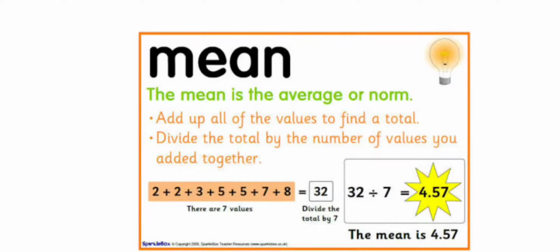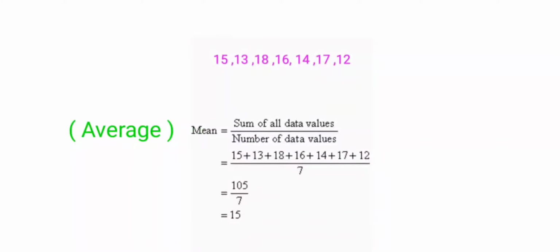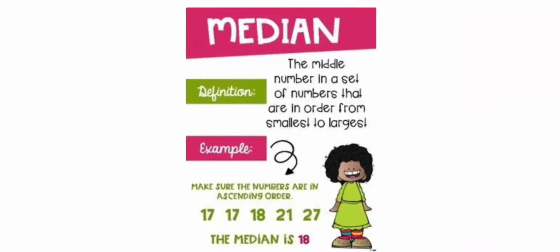And don't confuse average and mean, both are the same. Average or mean is equal to the sum of all data values divided by the number of data values. These are the raw data: 15, 13, 18, 16, 14, 17 and 12. When you add them up, we get 105, and 105 divided by 7 is 15. So the mean is 15.